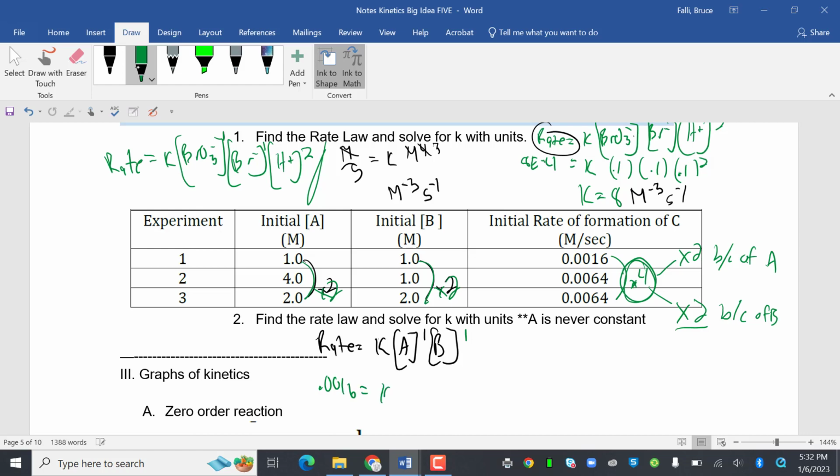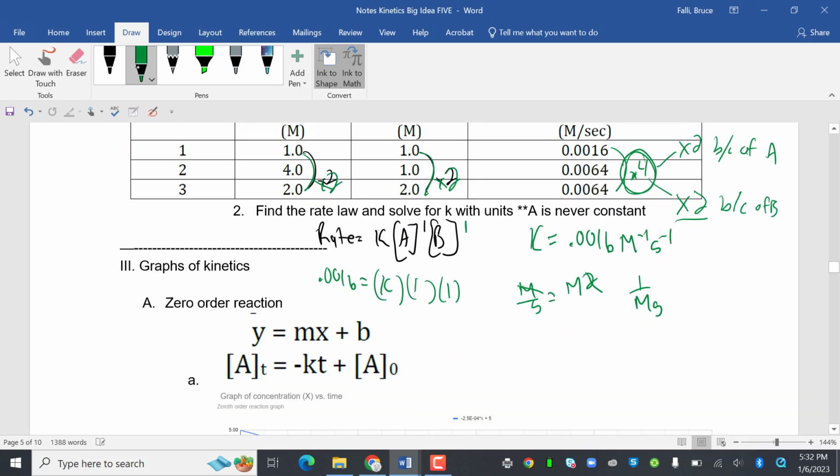0.0016 equals K. A is 1. B is 1. Oh, dividing by 1's like kissing your sister. 0.0016. And I'm going to have molarity per second equals molarity squared. So it's going to be molarity, 1 over molarity seconds. Molarity to the -1, seconds to the -1.